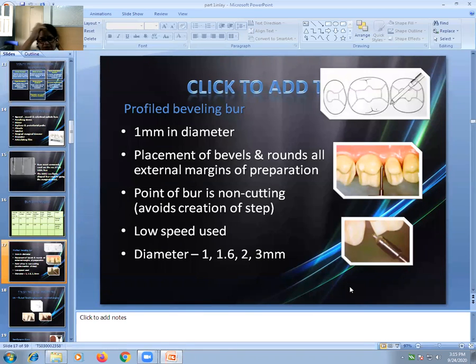The bevels around all the external margins have to be prepared with the non-cutting point of the burr, so that a step will not be created. As I was saying, this is the non-cutting end and it is used at low speed. And there are different diameters of these burrs: 1, 1.6, 2 and 3 millimeter.